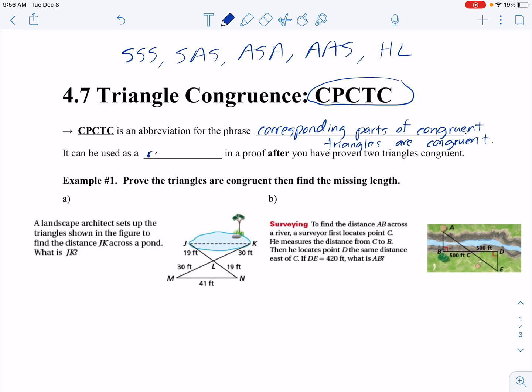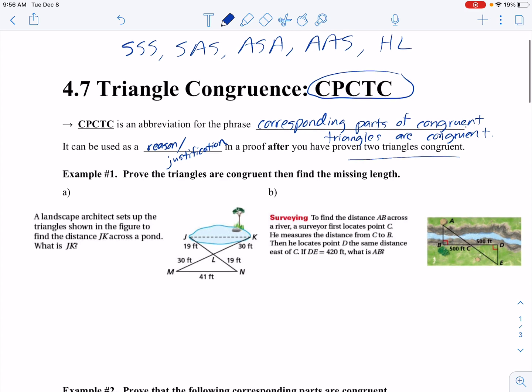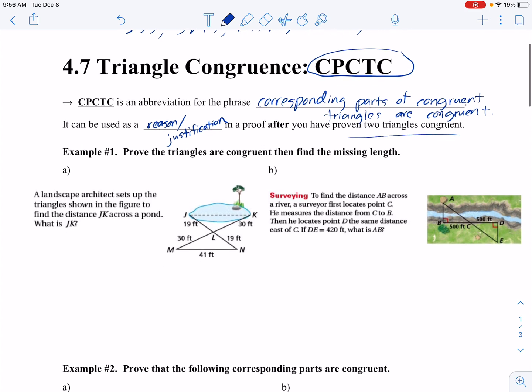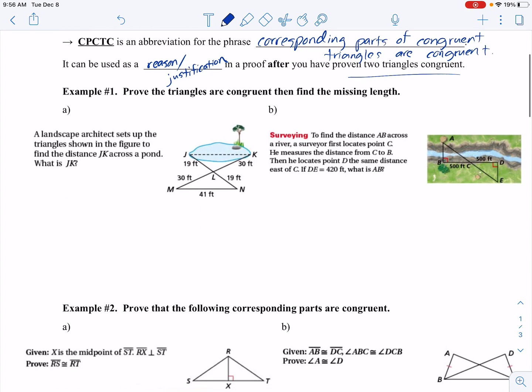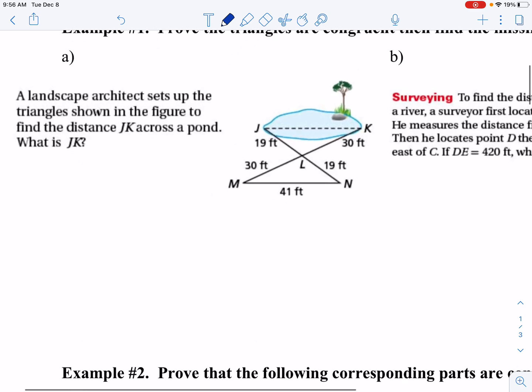It can be used as a reason or justification in a proof after you have proven that two triangles are congruent, using one of those five congruence postulates or theorems up above. Okay, so let's take a look at example A here together.